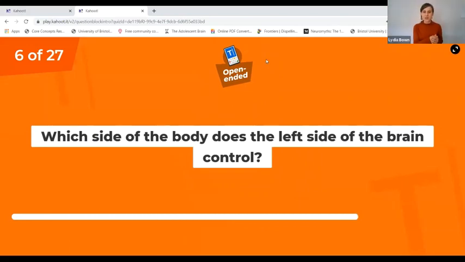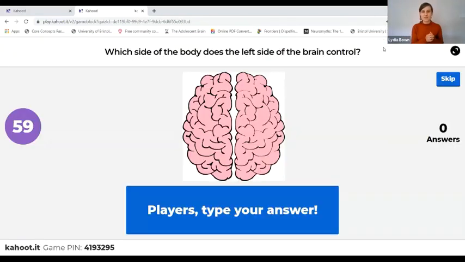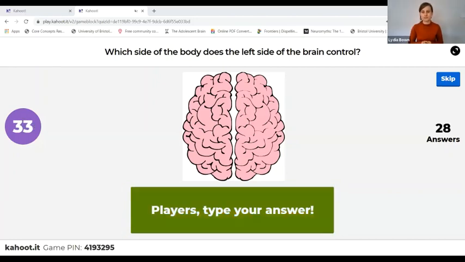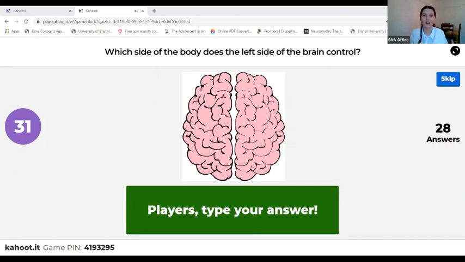Great, so we've now got an open-ended question. So what side of the body does the left side of the brain control? And I know one of you will know the answer to this because you've typed that into the chat earlier. So with this, you've got a box and you can type an answer in. So we just need left or right. You can just write left or right into that to see which side of the body you think the left side of the brain controls. So we're looking for just a side of the body, really.